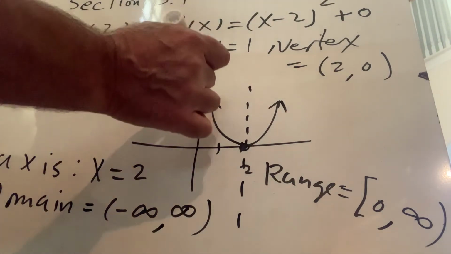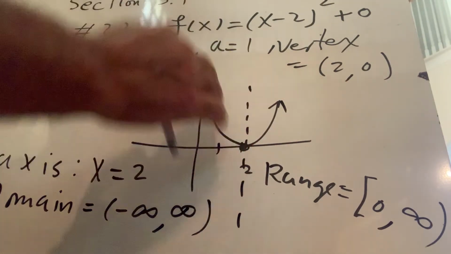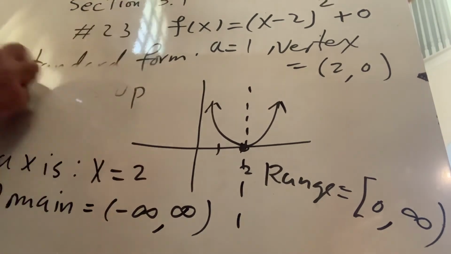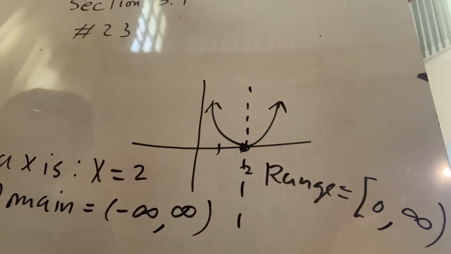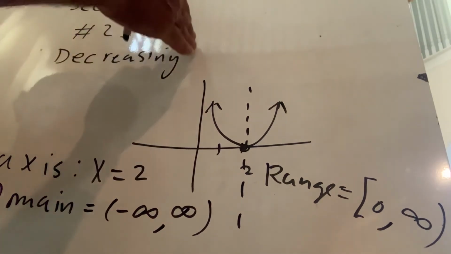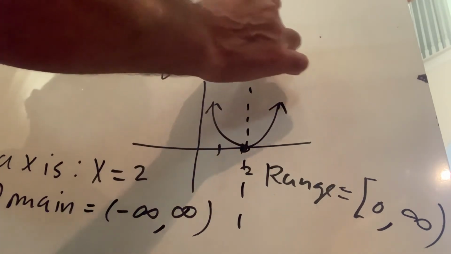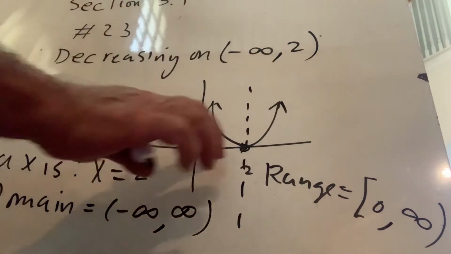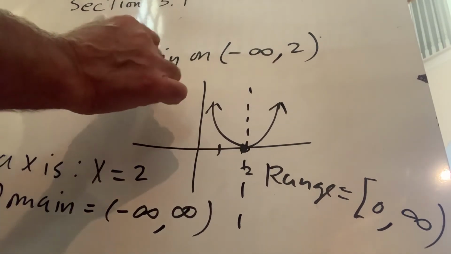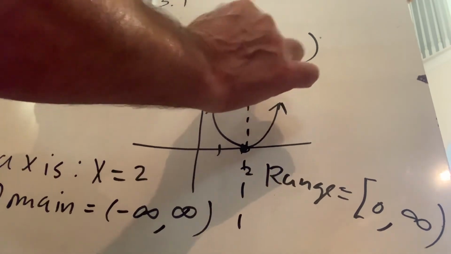Now, when the graph goes down, the function is decreasing, and when it goes up, it's increasing. As you can see, to the left of 2, it's always going to go down. So we say decreasing from negative infinity, because as you come from left to right, it's always going to go down, down, down until you get to 2. We write that as negative infinity to 2, always in interval notation. And then once you get to 2, it starts going up. So we say increasing on 2 forever, which is infinity. So 2 to infinity is where it's going to be increasing.